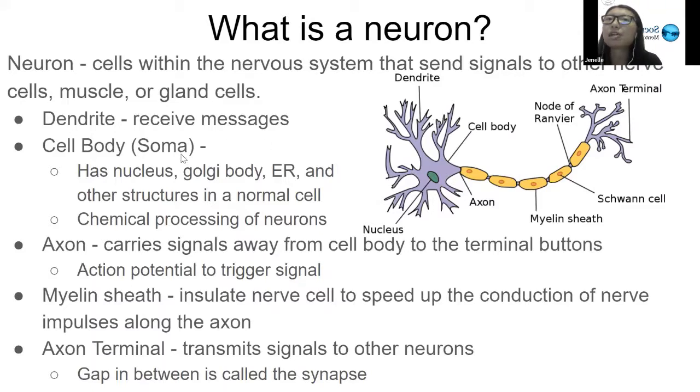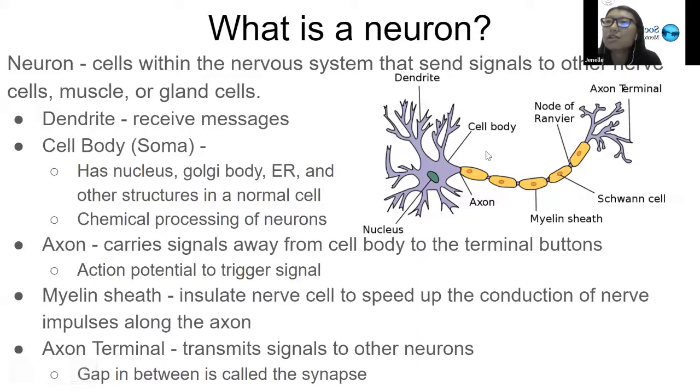So the next portion is the cell body, or soma. This is really that center portion here. It contains a nucleus in the center. It also has Golgi bodies, ER, and other structures that are found in a normal cell. The main function here is chemical processing of molecules to send a signal down to the next portion, which is the axon.